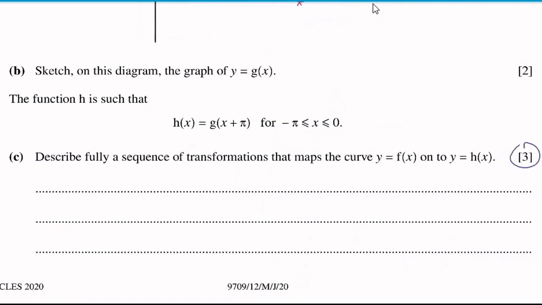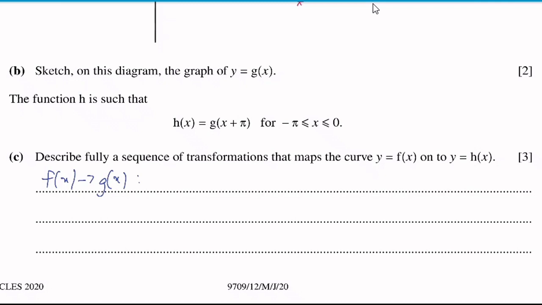you see there's 3 marks. So here we are looking at from f(x) to g(x). In order for us to go from f(x) to g(x), there are two steps that could interchange.